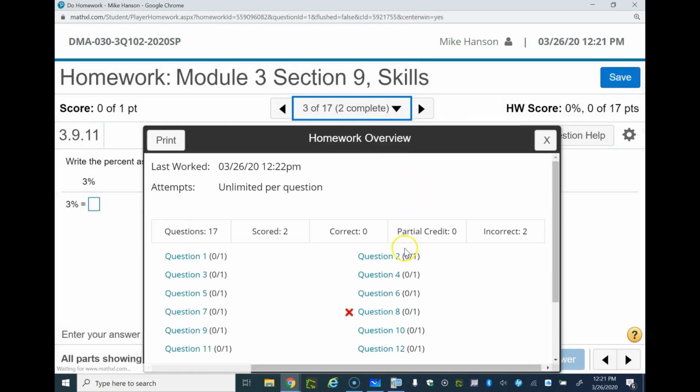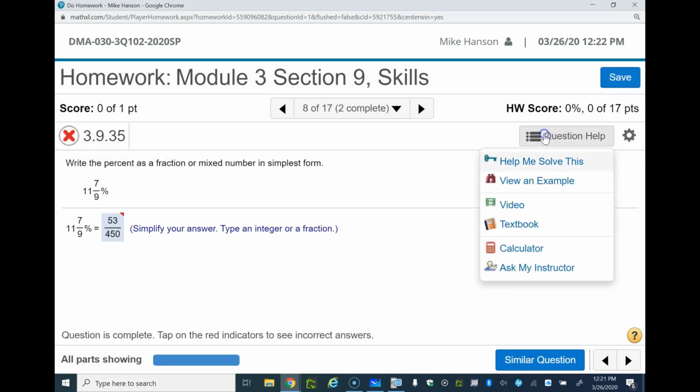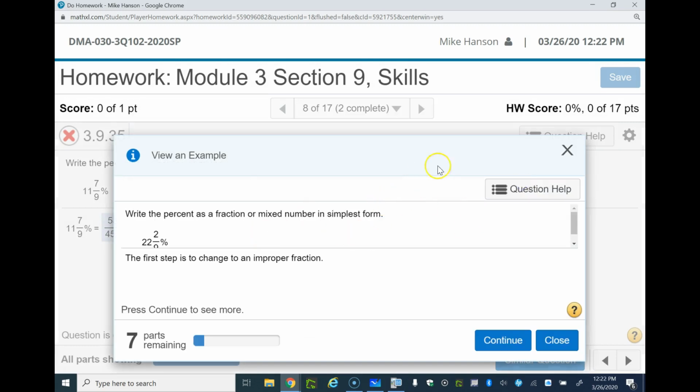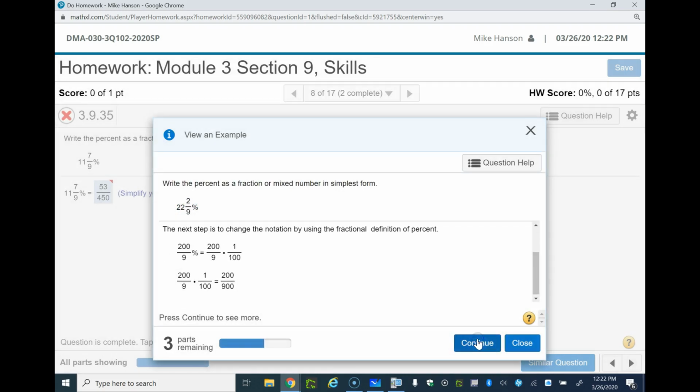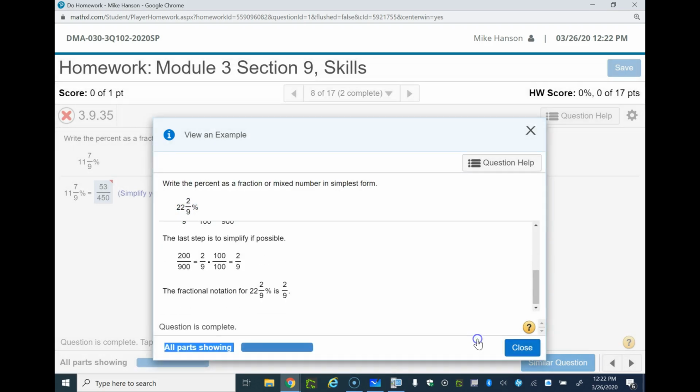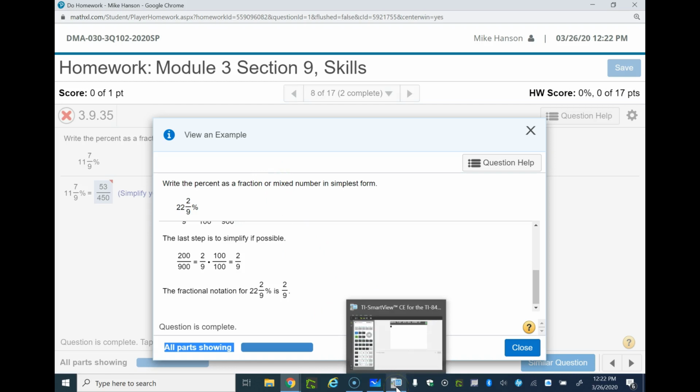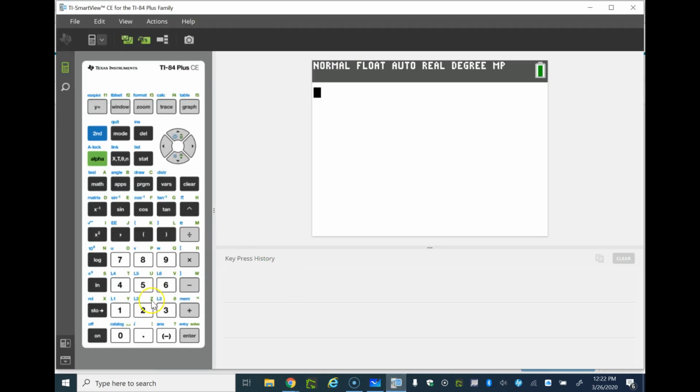So as an example, let's do number 8. We need to change this percent to a decimal. Even though it's a mixed fraction, we have our calculator. Now I know the example shows us the work, but since you have your calculator and we know how to put mixed numbers in our calculator, we can just change the percent to a fraction. So let's go to the calculator and take 22.